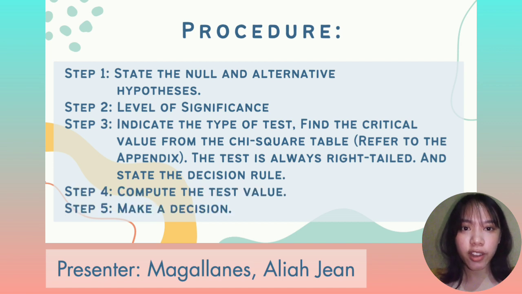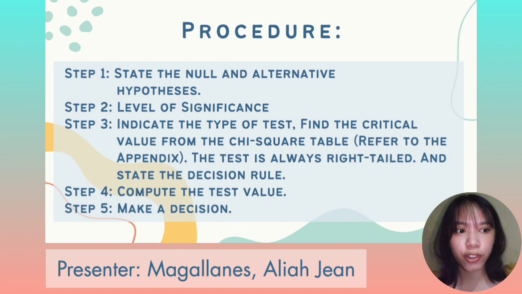Here is the procedure for the chi-square goodness of fit test. Step 1. State the null and alternative hypothesis. Step 2. Level of significance. Step 3. Indicate the type of test. Find the critical value from the chi-square table. You can refer to the appendix. Remember that the test is always right-tailed. And state the decision rule. Step 4. Compute the test value. And step 5. Make a decision.